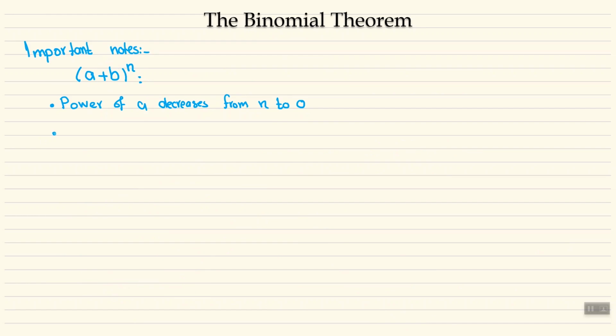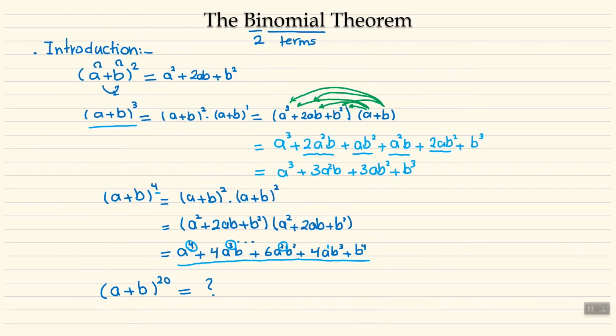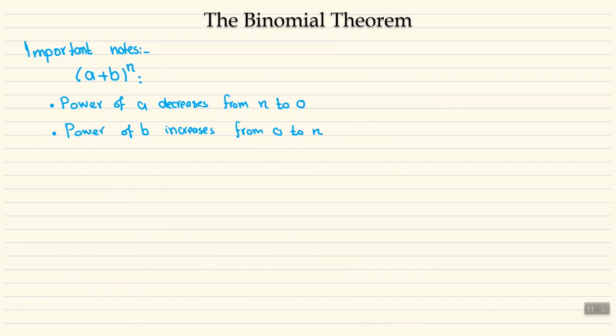The second note that we can notice is that the power of b increases from 0 to n. Do you see here? So the power of b, look at the power of b. B here has a power of 0. There's no B. But B here has a power of 1. B has a power of 2. B has a power of 3. And B has a power of 4, which is the same as n. So the power of B increases from 0 to n.